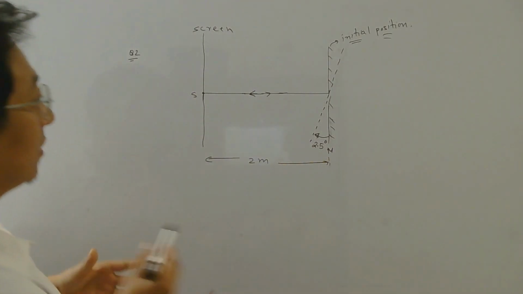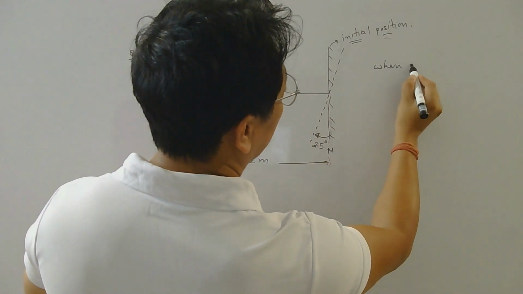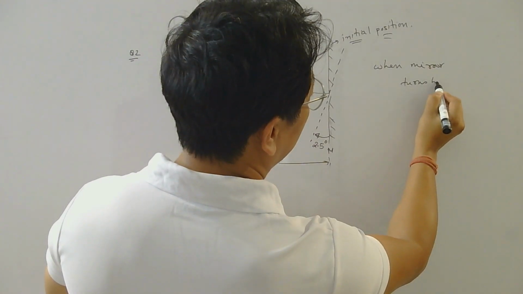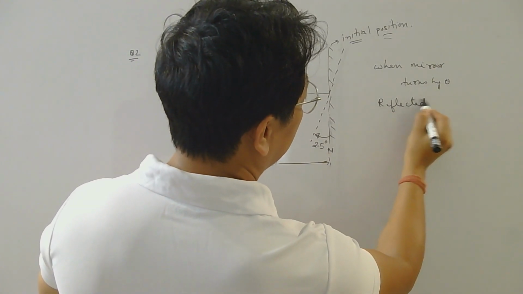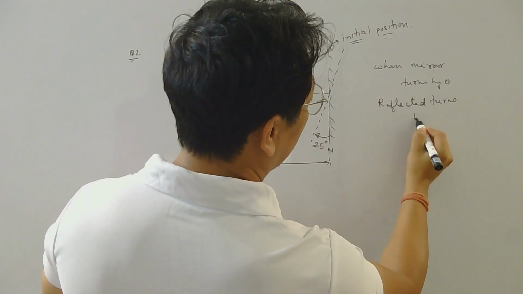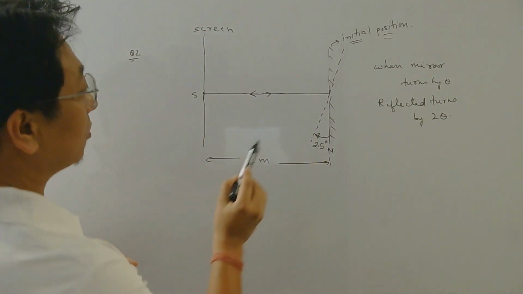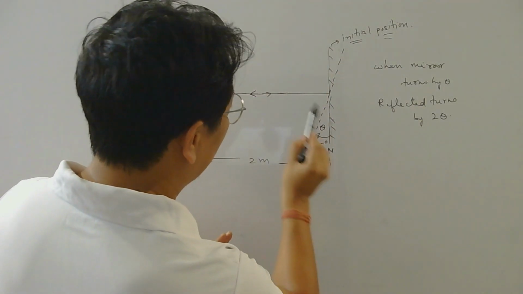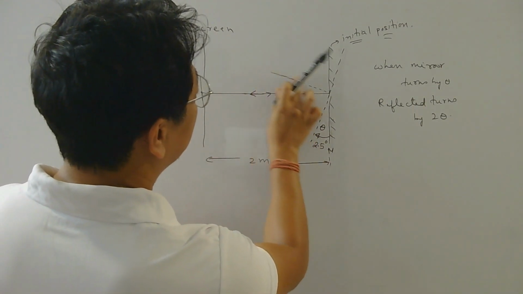And we learned in the class that when mirror turns by theta, reflected ray turns by what angle? Do you remember? 2 theta. That is because if you rotate the mirror by angle theta, the normal will also rotate by angle theta.